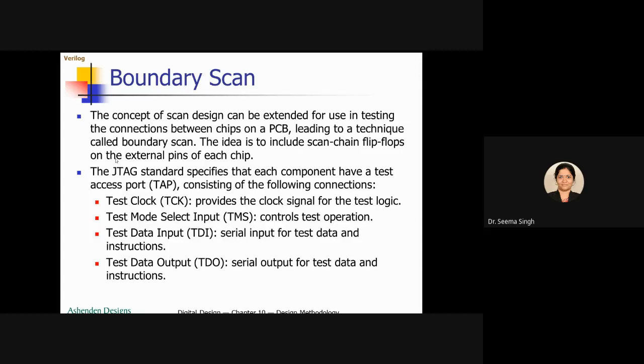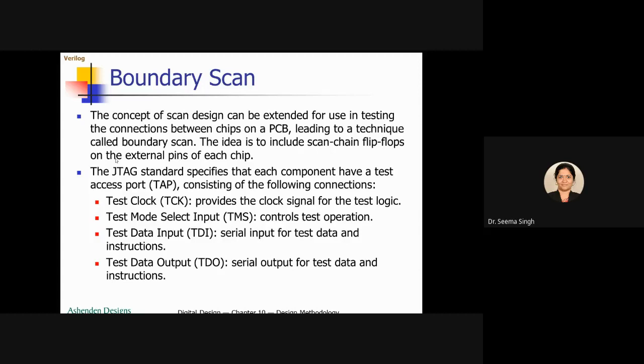And what all does this test access port have? It has four things. Number one, test clock. What does it do? It provides the test clock signal for the test logic. See, you already have a clock. Apart from that clock, you will have this TCK, test clock. Next, you will have the test mode select input, that is TMS. What does it do? It controls the test operation. So you got a clock, and you got the control for the test operation.